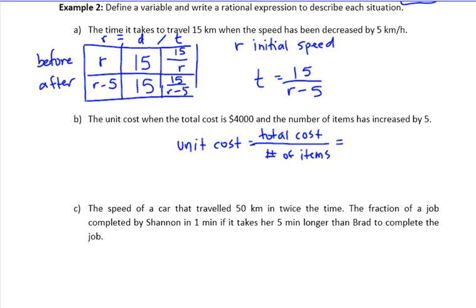So what would be, in this case, our total cost is 4,000 divided by, how many items do we have? Well, what did they say about our items? Has increased by 5. So we need a variable for the number of original items. What do you want to use for your variable? N, X, N. So N will be, let N be the number of items. And so the new number of items is n plus 5, increased by 5. So there's our expression.